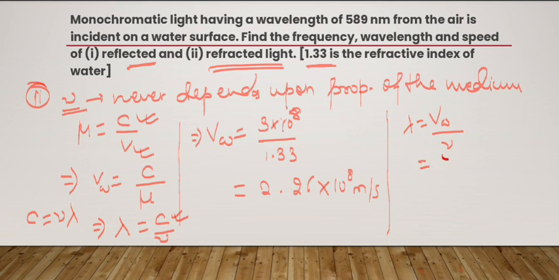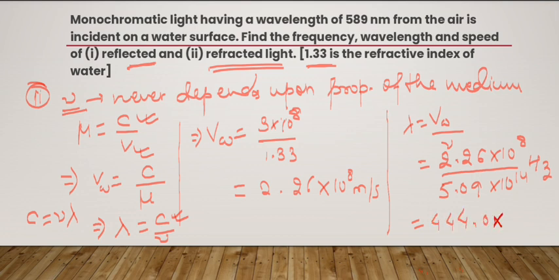So it equals 2.26 multiplied by 10 to the power 8 divided by frequency. In the first part we found it equals 5.09 into 10 to the power 14, and the frequency's unit is hertz. After solving it, we get 444.0 into 10 to the power minus 9 meter, or you can also write it as 444.0 nanometer. So that's it with the first question.